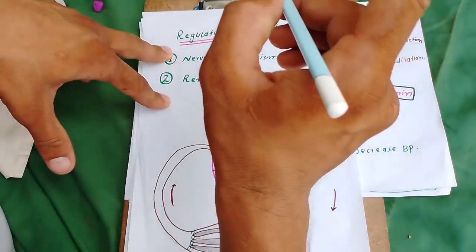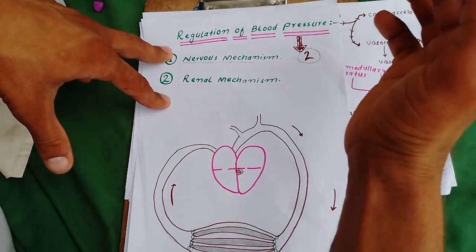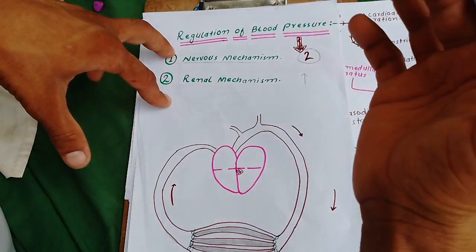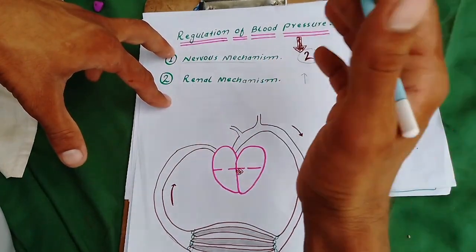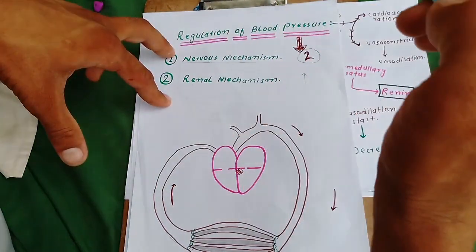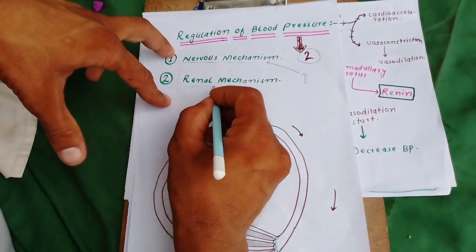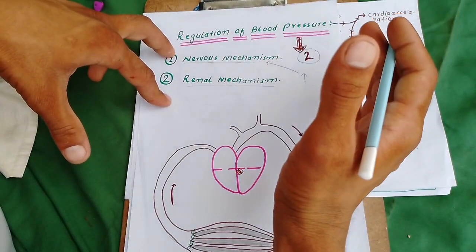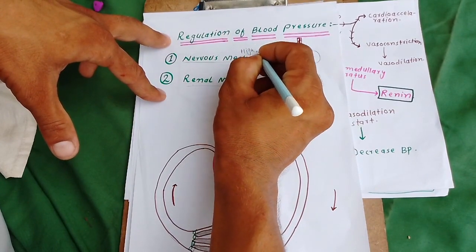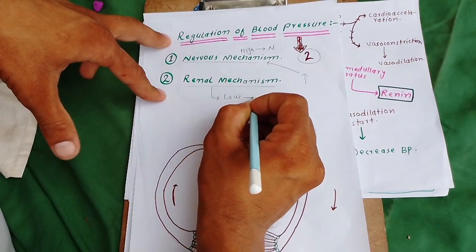For easier understanding, I will explain the nervous mechanism in order to bring the high BP back to normal. When the BP becomes high or low, the nervous mechanism brings the BP back to normal in a very short interval of time. But in this class, for easier understanding, I will explain bringing high BP back to normal by the nervous mechanism, and by the renal mechanism I will explain bringing low BP back to normal. Okay, so this is for high BP to normal, and this is for low BP to normal.